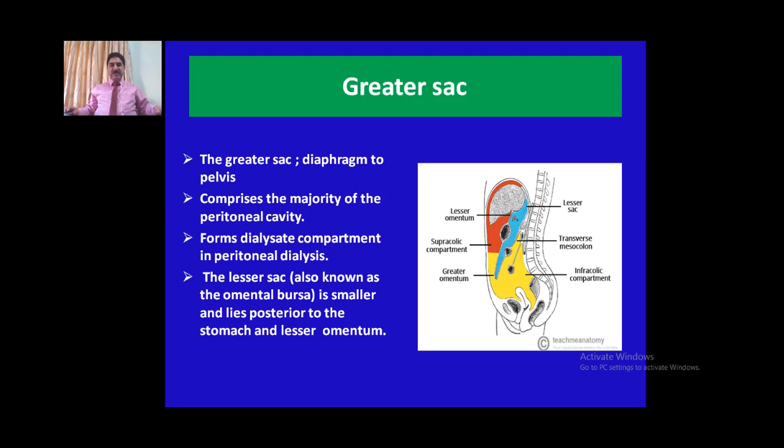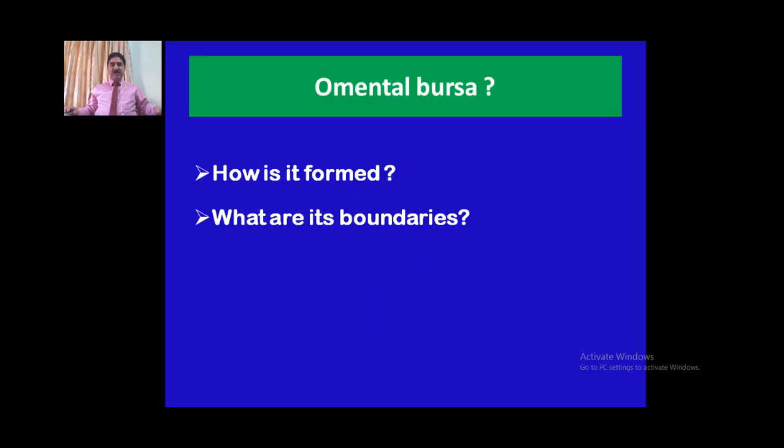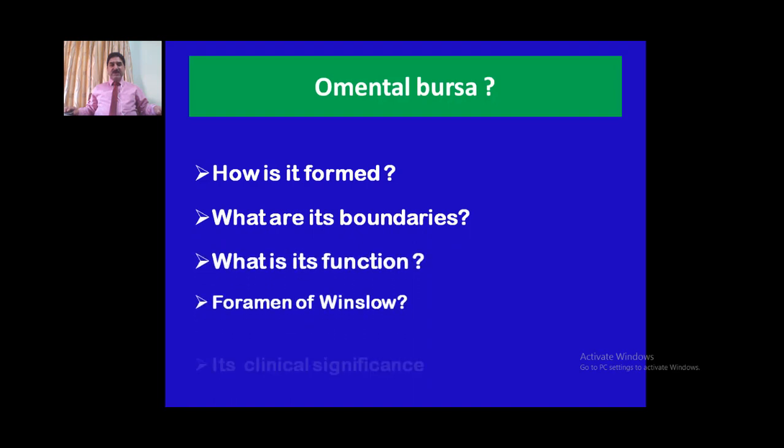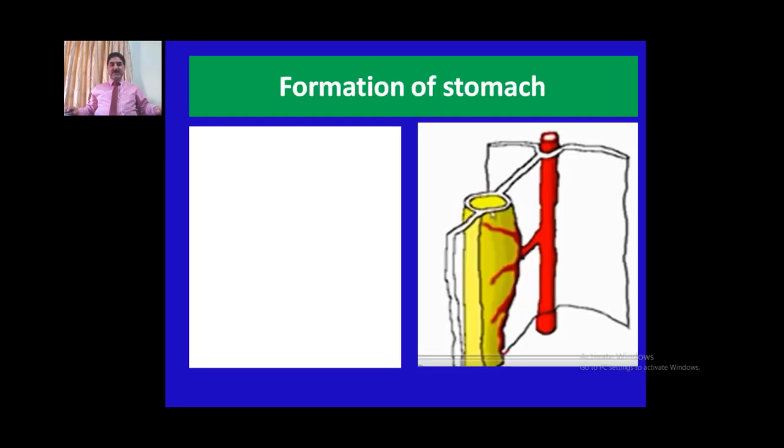The lesser sac, also known as omental bursa, is smaller and lies posterior to the stomach and lesser omentum. Before describing the omental bursa, let me ask you some questions about it. How is omental bursa formed? What are its boundaries? What is its function? What is foramen of Winslow? What is the clinical importance of lesser sac?